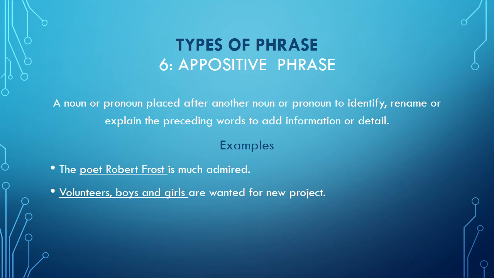And in the next example, Thomas Edison, the inventor of the light bulb, is often called the USA's greatest inventor. Here, Thomas Edison and the inventor of the light bulb are two nouns. So this is called the appositive phrase.